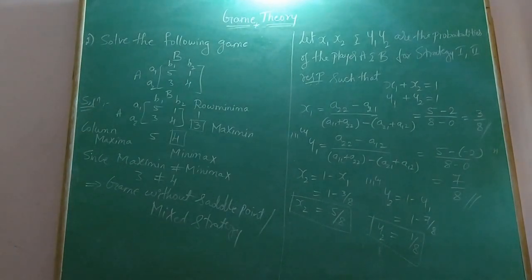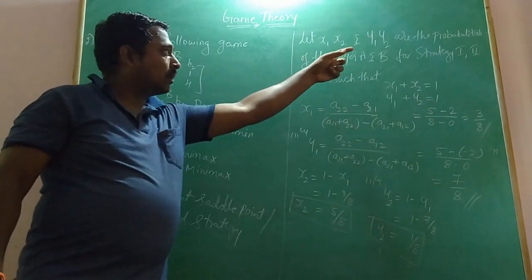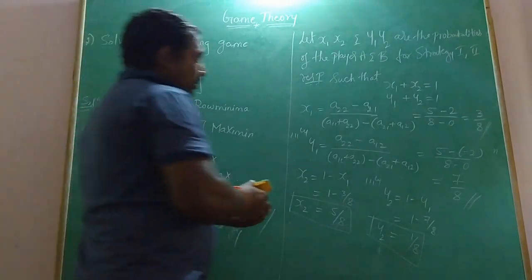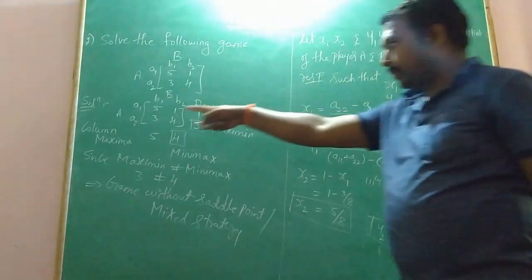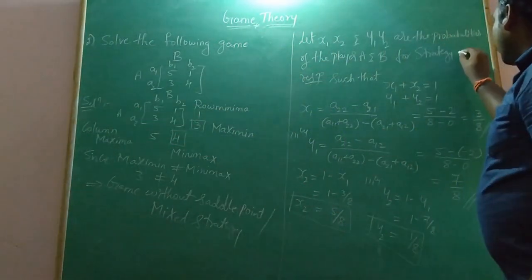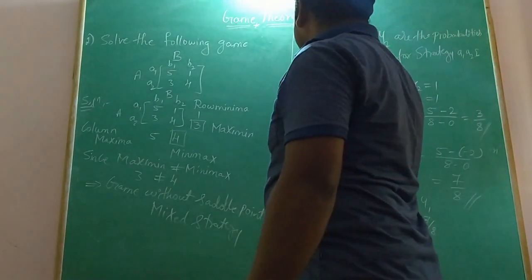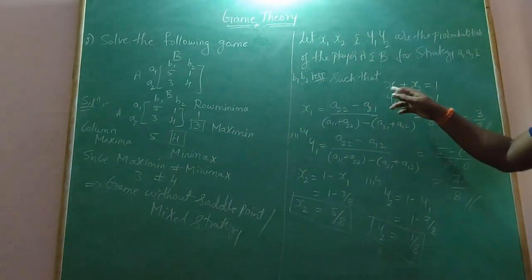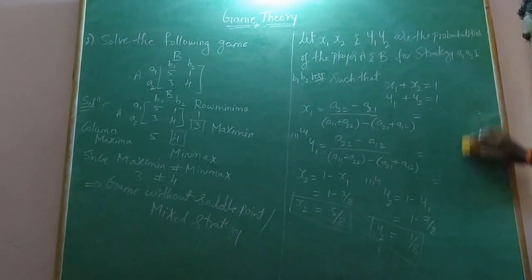Then next, we need to consider the probabilities. Since they are given A1, A2, let x1, x2 and y1, y2 be the probabilities for player A and B. Here you write for the strategy. Since we took x1, x2 for player A, the strategy notation is A1, A2 and B1, B2 respectively, such that x1 plus x2 equal to 1, y1 plus y2 equal to 1.